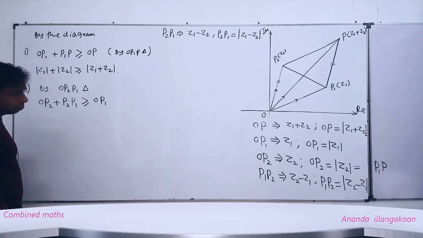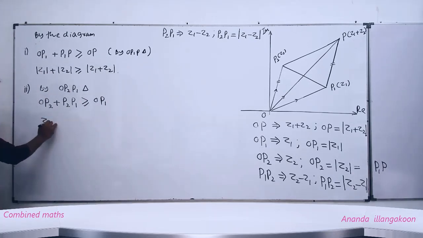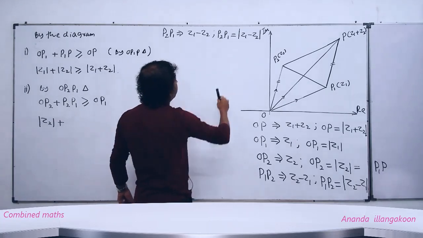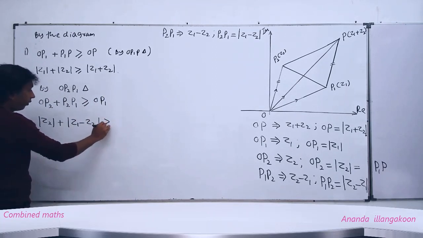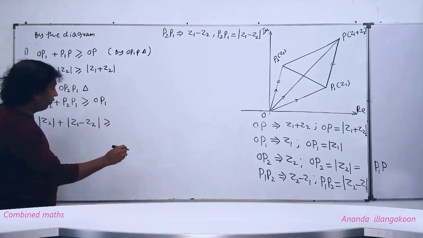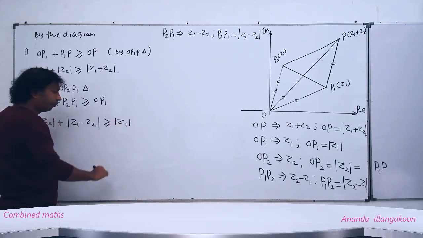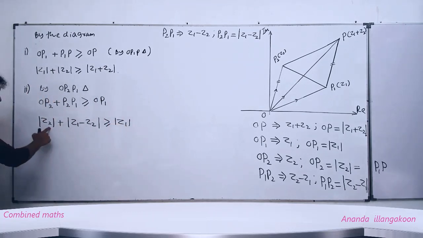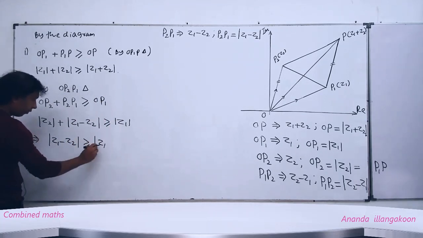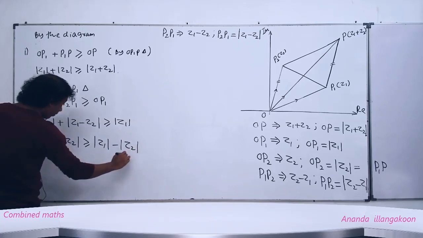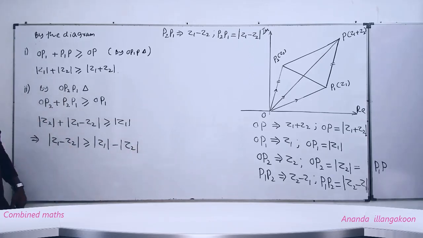OP2 means, people, mod Z2. P2P1 is mod Z1 minus Z2. OP1 is mod Z1. Then bring this right hand side. This one coming. The second one is okay, no? Third one.